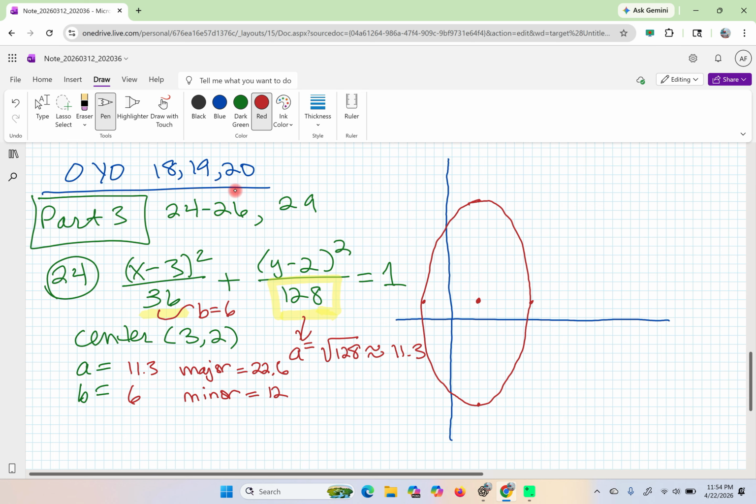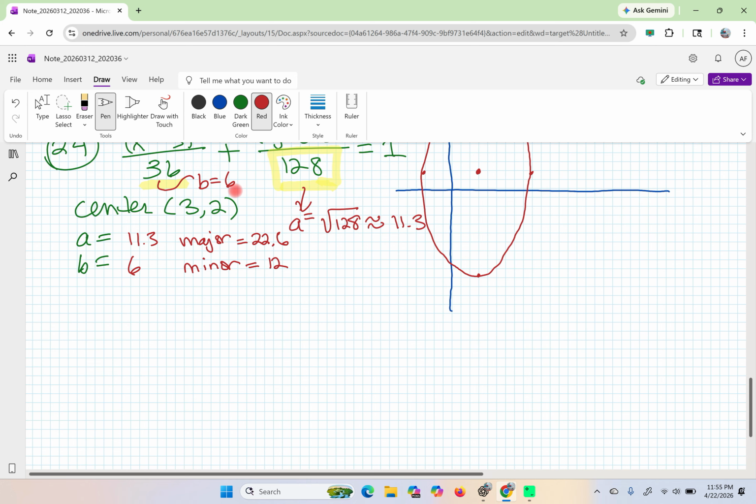Again, the larger value in the denominator tells you A, and because this is under Y, that tells us that we have a vertical ellipse. If the larger number was under X, that would place A under X, and that would be a horizontal ellipse. All right, you are to do 25 and 26 on your own. And I'm going to solve the wacky, wonky, crazy problem number 29 here on the video and be done with the video. All right, number 29.